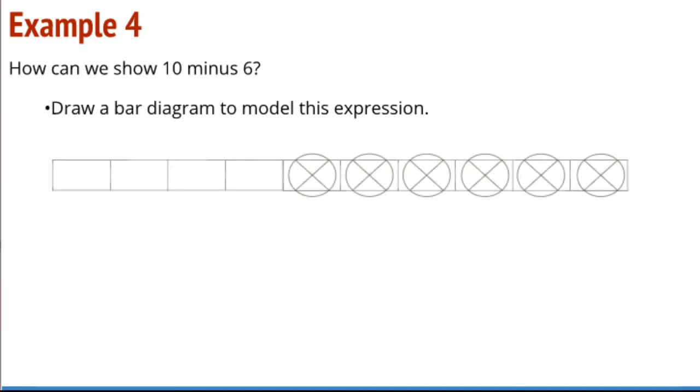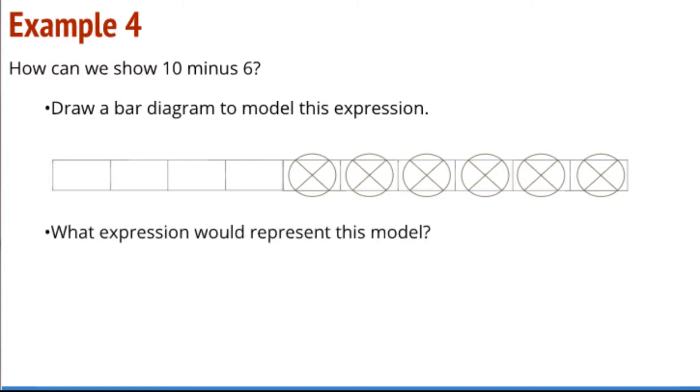Well, I am a fan of just crossing out those pieces. It's quick, it's efficient. So we had 10, and we are going to cross out 6 of them. So what expression would you actually write to represent this model? And hopefully your brain says to you, well, I would write 10 minus 6. I had 10, I took 6 away.